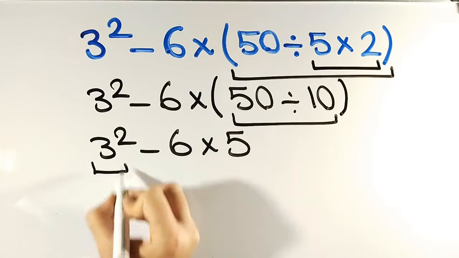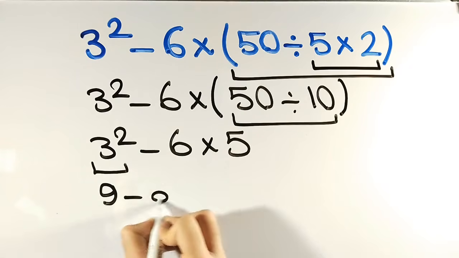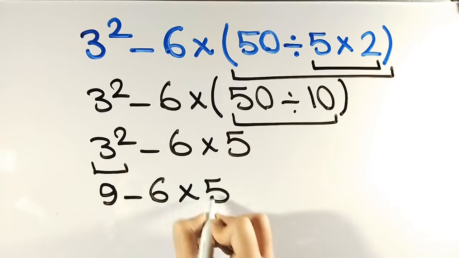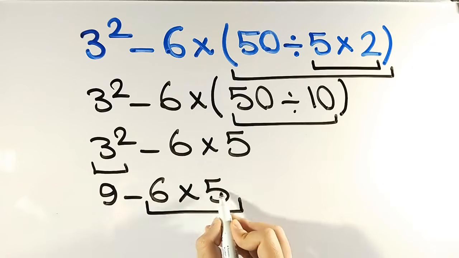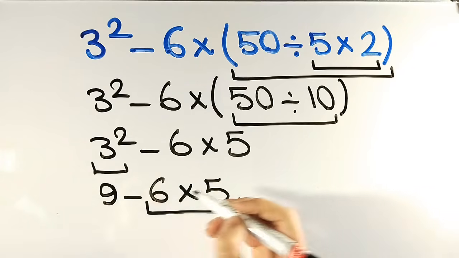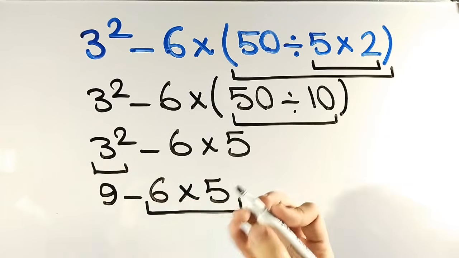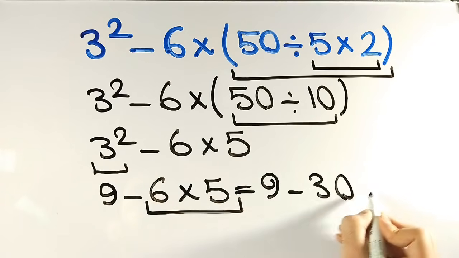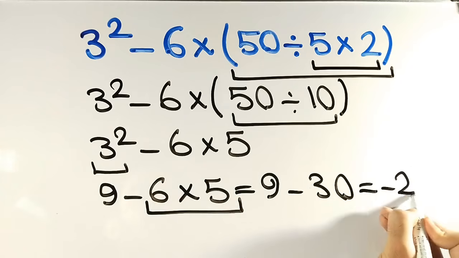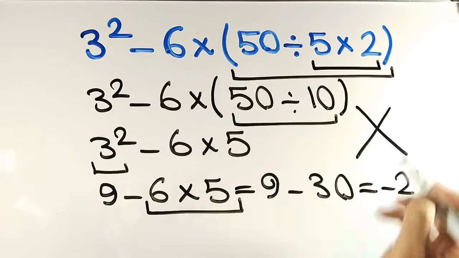Then they go for the exponent and instead of this expression, they write 9 minus 6 multiplied by 5. And the final step, they go for the multiplication between 6 and 5 because they think multiplication has a higher priority than subtraction. So they rewrite this expression as 9 minus 30, which finally gives them the answer negative 21. But this answer is completely wrong.